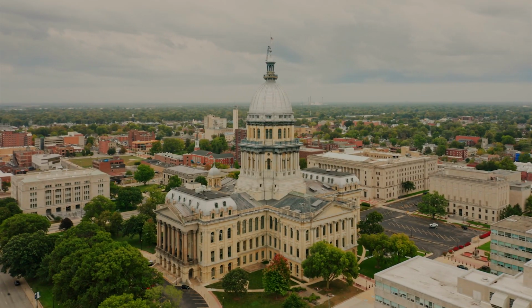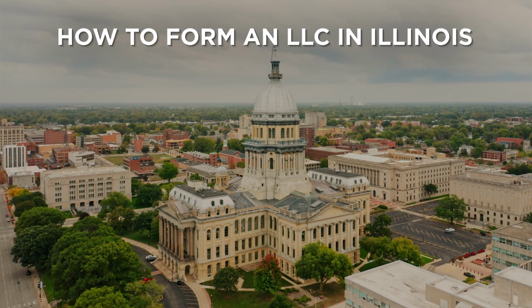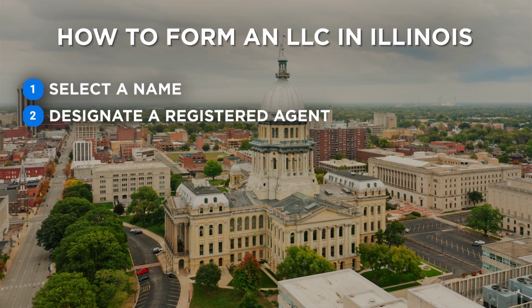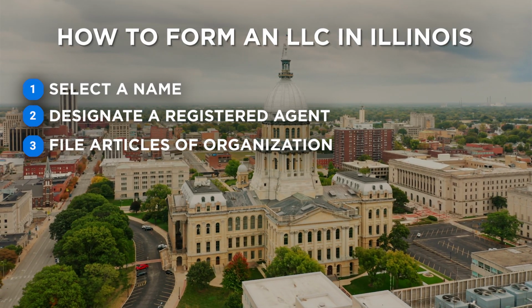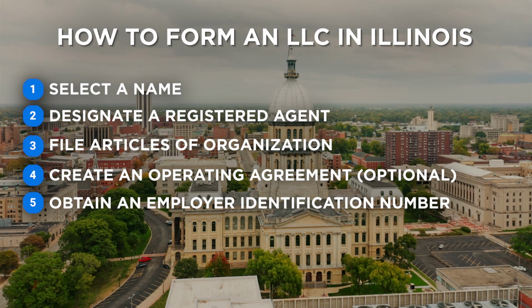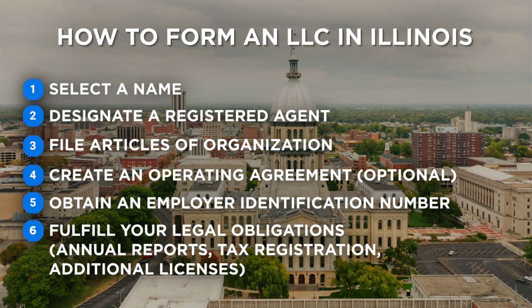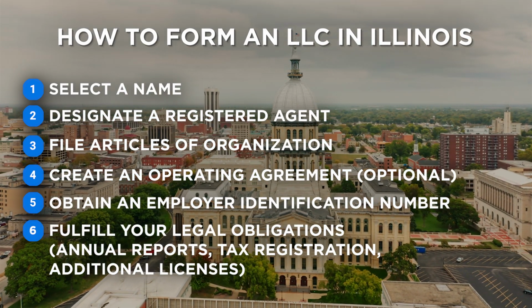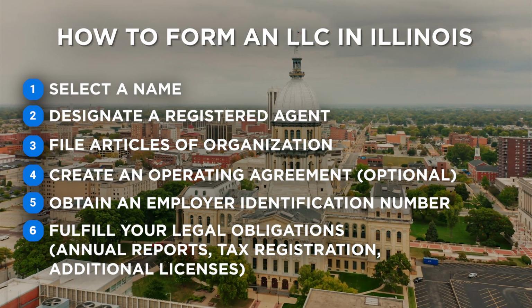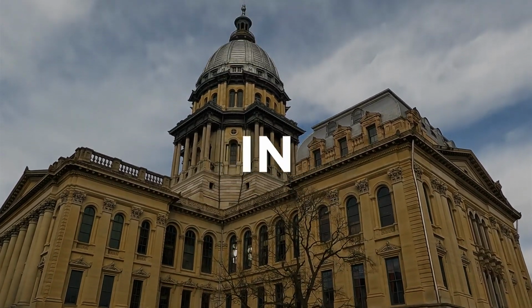So, to sum it up, how to form an LLC in Illinois. 1. Select a name. 2. Designate a registered agent. 3. File your Articles of Organization. 4. Create an operating agreement. 5. Obtain an Employer Identification Number. 6. Fulfill your legal obligations, particularly those relating to submitting annual reports, registering for state taxes, and applying for any additional licenses you may need. By following these steps, you can form an LLC in Illinois.